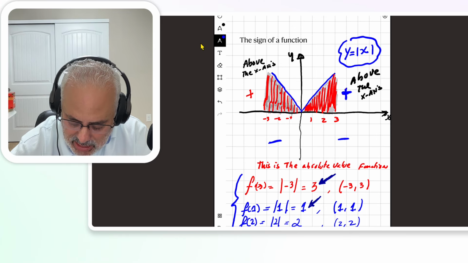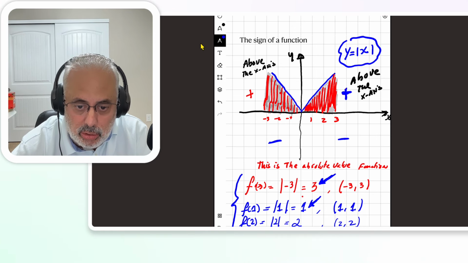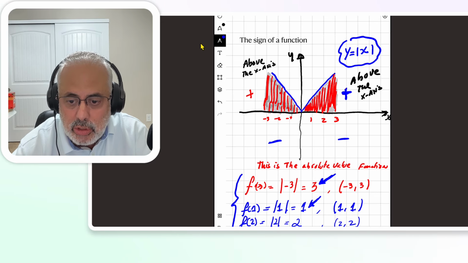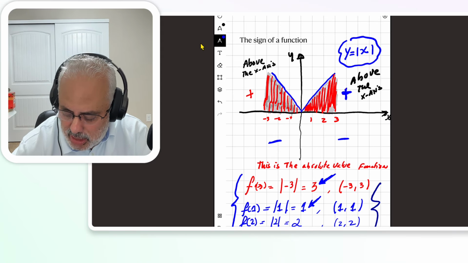So what is the distance from -3 to 0? Oh, it's +3. The distance from 1 to 0 is +1. The distance from 2 to 0 is +2. And you generate the point here. And you can say in which quadrant this point is.